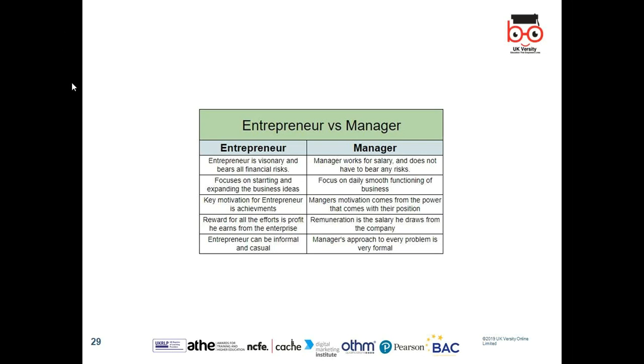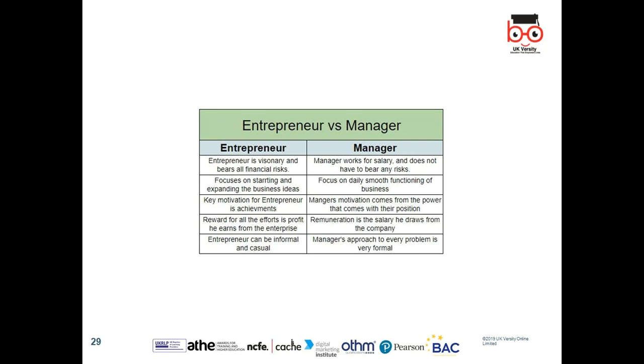An entrepreneur is a visionary. So you have a vision. You're always looking for new things. The managers always manage the routine things. So managers work for salaries and do not have any risk. Entrepreneurs focus on starting and expanding business ideas. The managers always focus on the daily smooth functioning of the business.